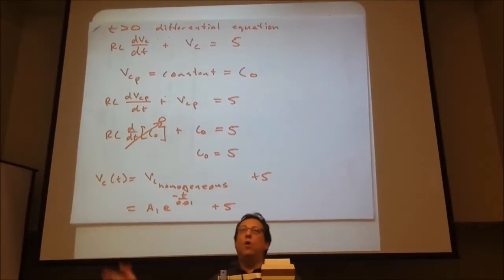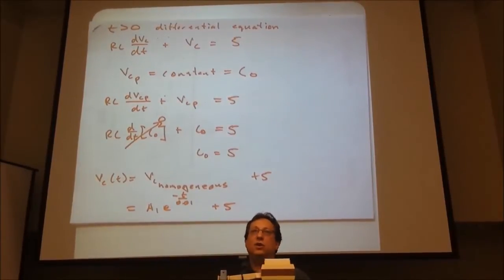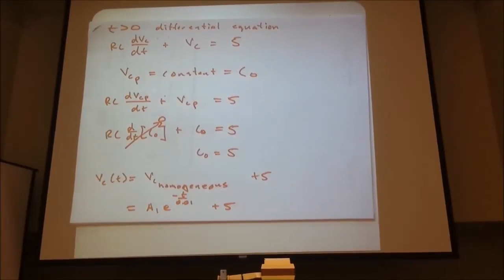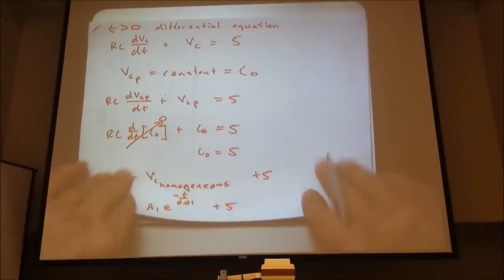How do we find our A1? We go back to the initial condition. VC of 0 equals VC of 0 minus equals VC of 0 plus that we just did on the previous page. And we find A1 equals 5 for this particular problem.